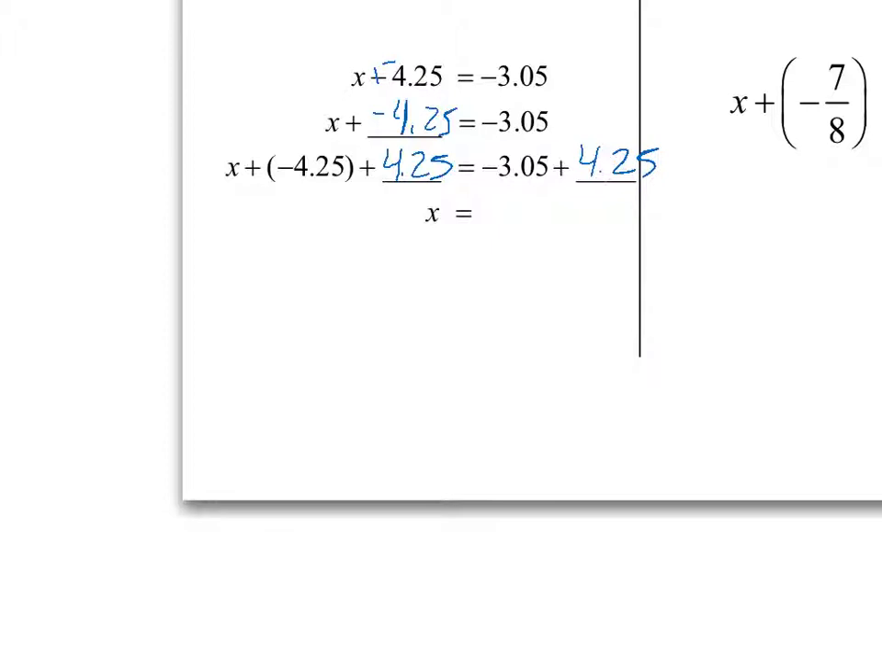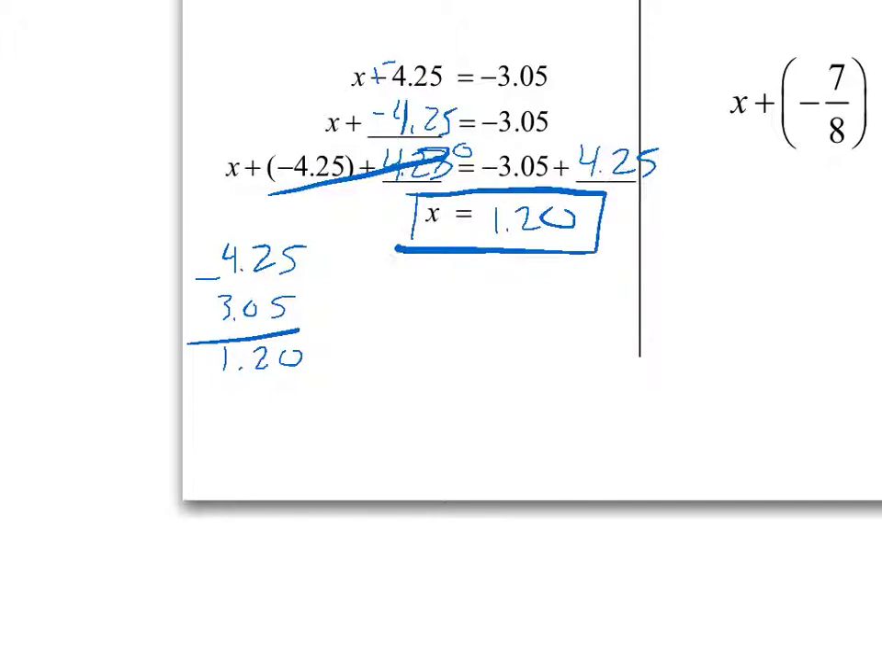Negative 4.25 plus positive 4.25 is 0. And here I have negative 3.05 plus positive 4.25. Everybody, like signs add or different signs subtract? Different signs subtract. And the next part is also very important, taking the sign of the larger number. Our larger number here was positive, so our answer is going to be positive. So I get 1.20, and we said that's supposed to be positive.